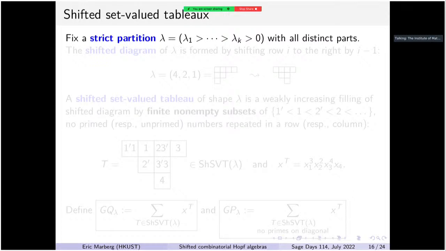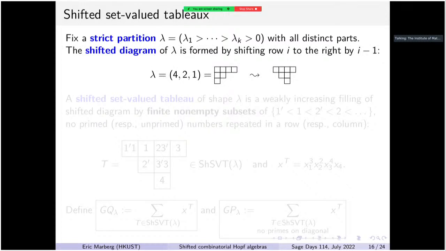So the way we're going to modify these definitions to be shifted is, first, we're going to work with strict partitions, which means all distinct parts. The shifted diagram of a strict partition is we take the ordinary Young diagram and we shift over row i by i minus 1 columns. So the first row is unchanged, the second row moves over by 1, the third row moves over by 2, and so forth. So in this shifted diagram, there are now these 3 boxes that are called the main diagonal, which is always present.